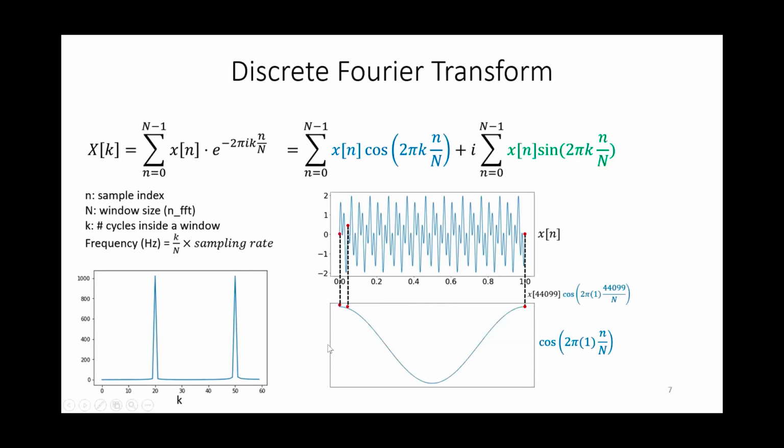After this kernel, we try k equal to 2, k equal to 3, and we try all values of k. If a value of k generates a kernel that has the same frequency as the input, then we get a high response, something like this. This is how DFT works.